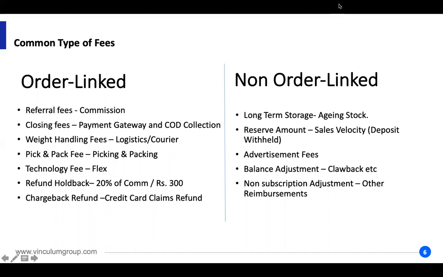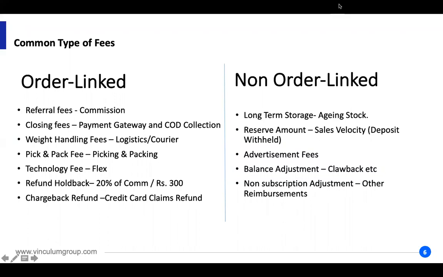One of the important fees, or a chargeback, is called chargeback refund. It is when a customer has paid to you for an order through a credit card, but later on realizes that the credit card was accidentally swiped or that they have not swiped the credit card at all. In such a case, Amazon charges back the same amount which has been credited to your seller account and refunds it back to the customer based on the credit card claims that a customer makes.